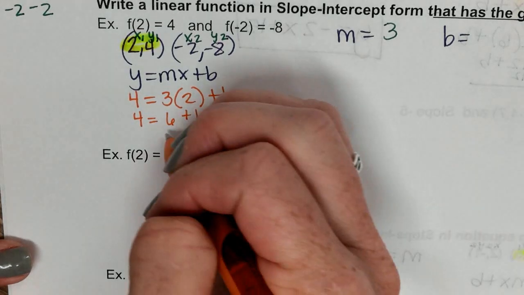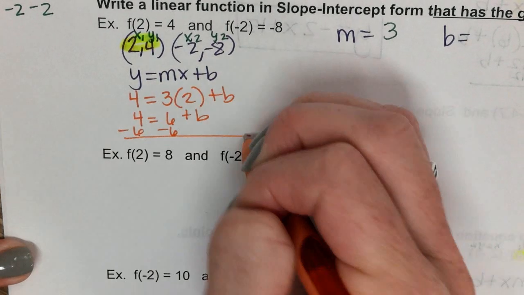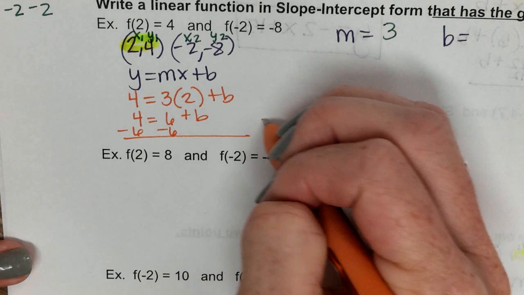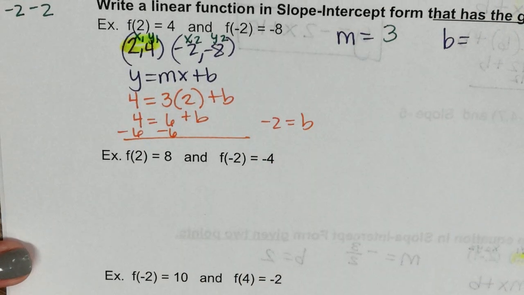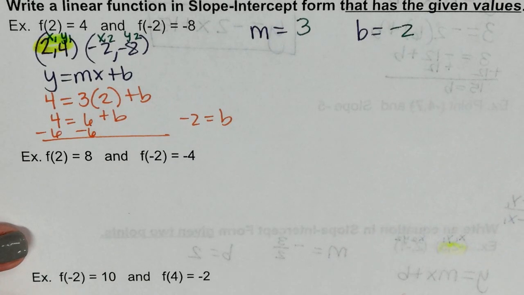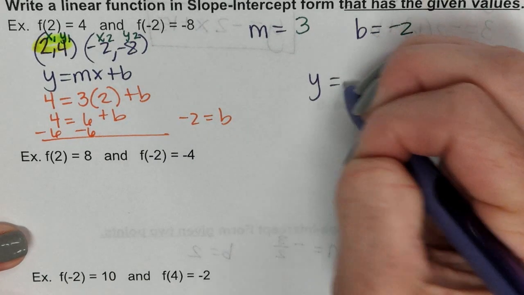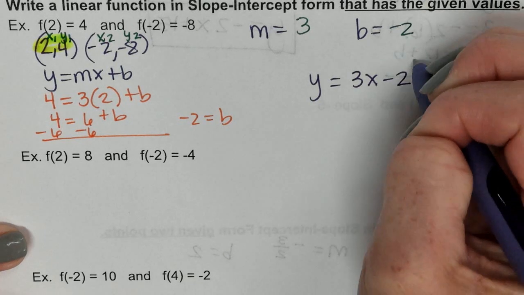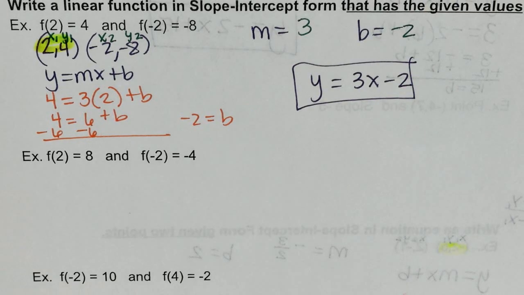I'm going to subtract 6 from both sides, and 4 minus 6 is negative 2. So b is negative 2. So my equation is y equals 3x minus 2. Do y'all want to do more of those, or y'all good? Good? Okay, let's go to the word problem.